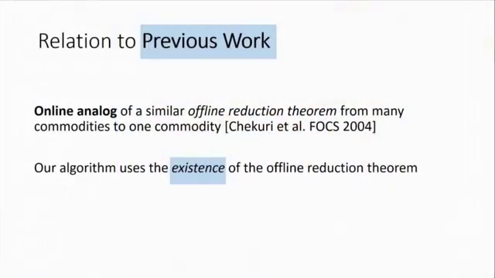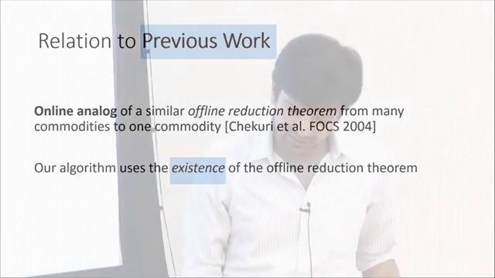A very important previous work for us, which we extensively build on, is a very nice algorithm by Chekuri et al., which gives a similar reduction for the offline problems. So it says that for offline problems, multi-commodity problems are almost as easy as single commodity problems. And you can think of our work as an online analog of that result.